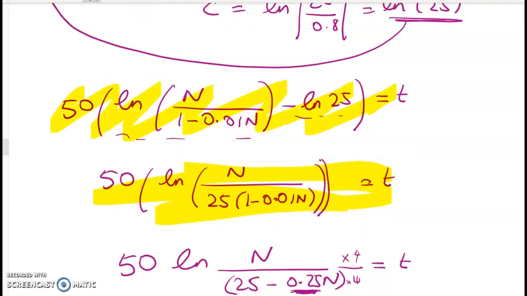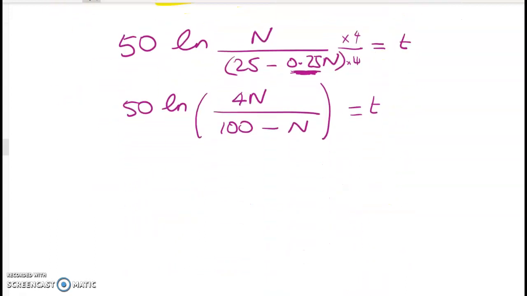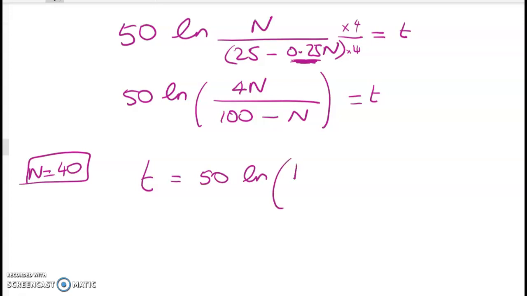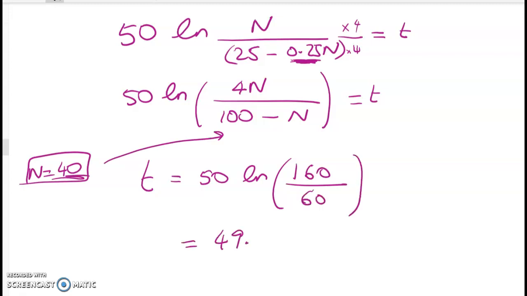That is probably also fine, but that looks really ugly to me, right? So this looks really nice. So the last thing we've got to do is to figure out when is n 40. So t is equal to 50 times the natural log of 160 over 100 minus 40, which is 60, which is 49.04.